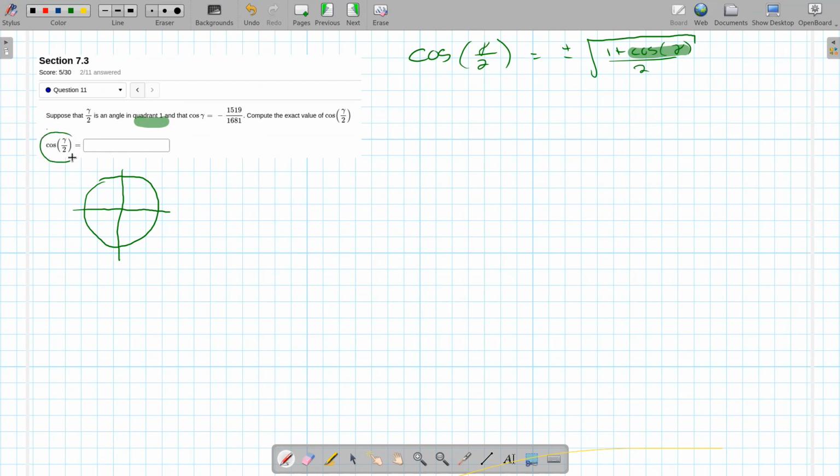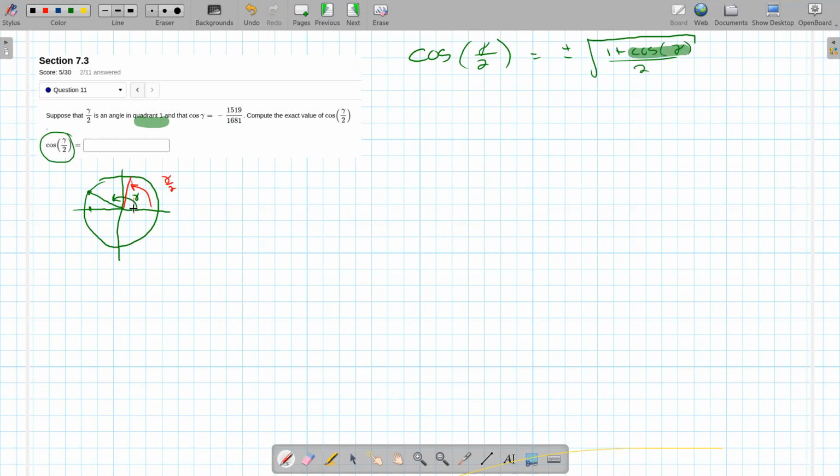But again, we're looking at cosine of half that angle. So let's see, 1500 over 1600. That's pretty close to over here-ish. So that's the original x value. That leads to this point right here and this angle right here. So that angle is the angle gamma. Now we want half of that angle. Half of that angle is going to be over here. So this angle right here is gamma over 2.